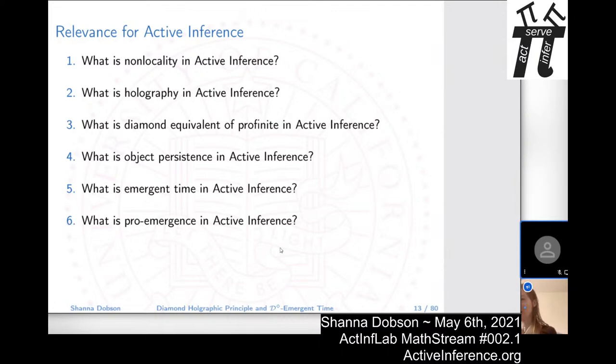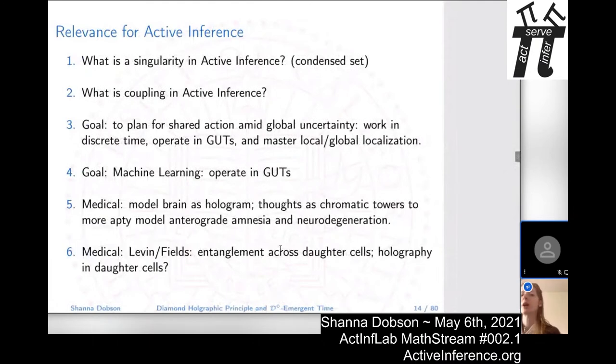What is emergent time in active inference? Where is it more likely? Where in embodied cognition is emergence? So what is pro-emergence there? I want you to think about these as we're going through. What is a singularity in active inference, like a singular event? What is coupling? What is the actual coupling? What does the strength of an interaction mean?